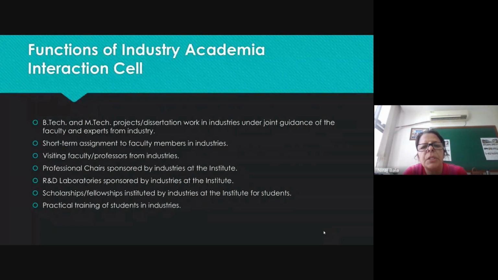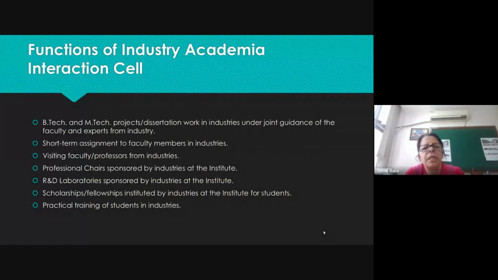Short-term assignments for faculty members in industries, as we discussed with sabbaticals or other FDPs, they can go to the industry. Now, if you are aware, for CAS promotions at certain levels, it is mandatory for a faculty member to go for training in the industry for 15 days or more. Then we have visiting faculty, professors from industries who come and give lectures in FDPs also, like these FDPs we are conducting for you. Here also we try our best to have industry experts who can give lectures.